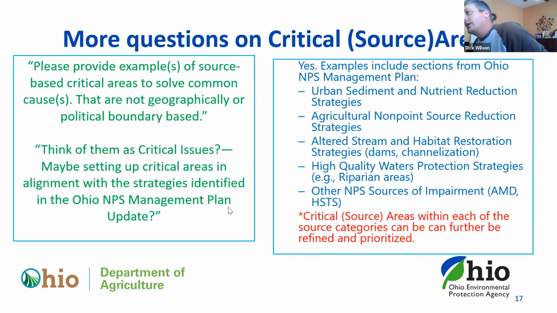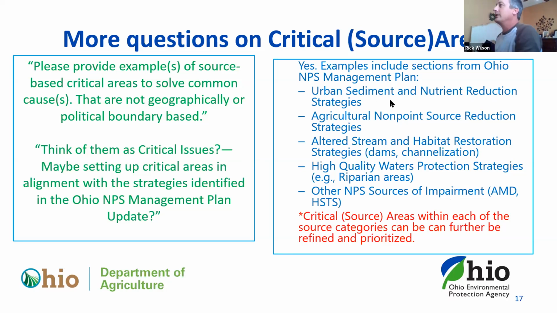So critical issues, the actual guidance from US EPA talks about critical areas. It talks about sources of pollution, and it talks about priority areas. They all get into that element C of what are the technical solutions and areas they should be installed. So critical issues, let's meet in the middle. I like critical source areas actually, because it gets into what you see here in the table on the right. Urban and sediment nutrient reduction strategies in the state's non-point management plan.